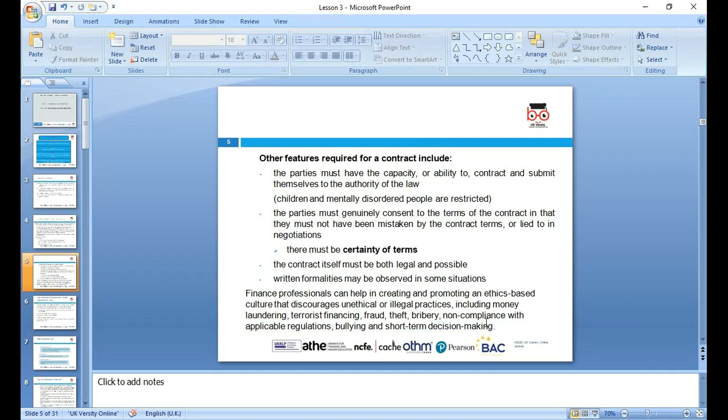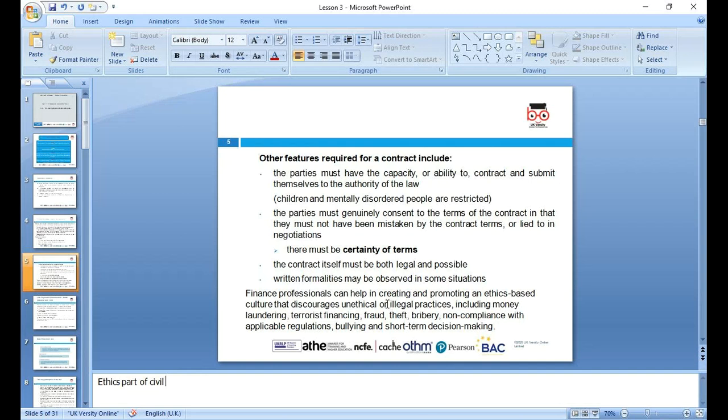Finance professionals can help to create and promote an ethical base. So we need to look at the ethical side as well. Civil law is about ethics as well. So ethics is a part of civil law.